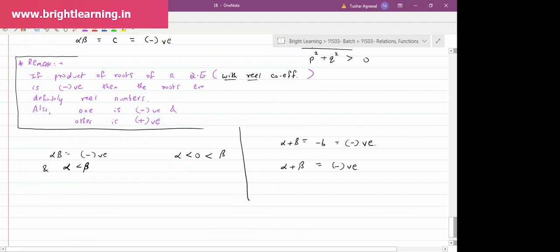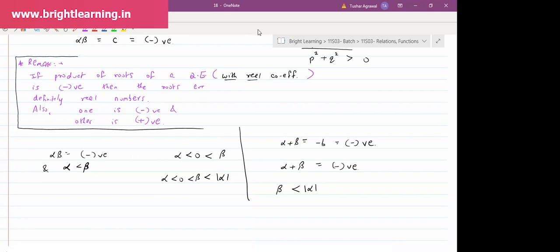So can you say the numerical value, positive or negative, how do you add a positive integer and a negative integer? You actually subtract them and you give the sign of the integer which is numerically greater. So here numerically alpha is greater, which means the magnitude of alpha is greater than the magnitude of beta, and the magnitude of beta is beta only because beta is positive. So can I say alpha less than 0 less than beta, and this is less than magnitude of alpha? Okay, this will be my answer.